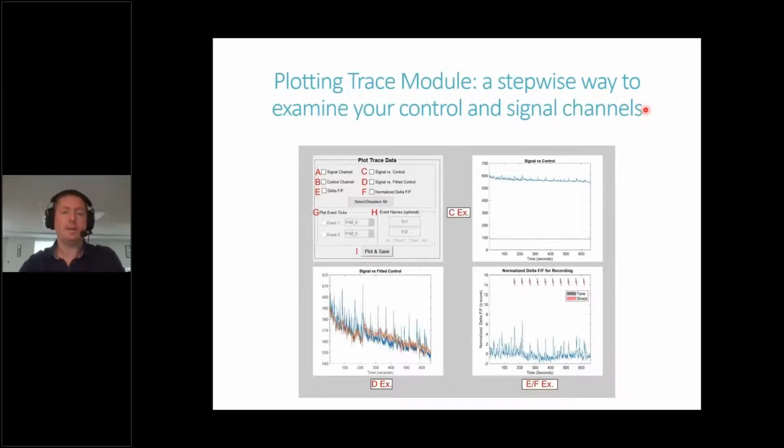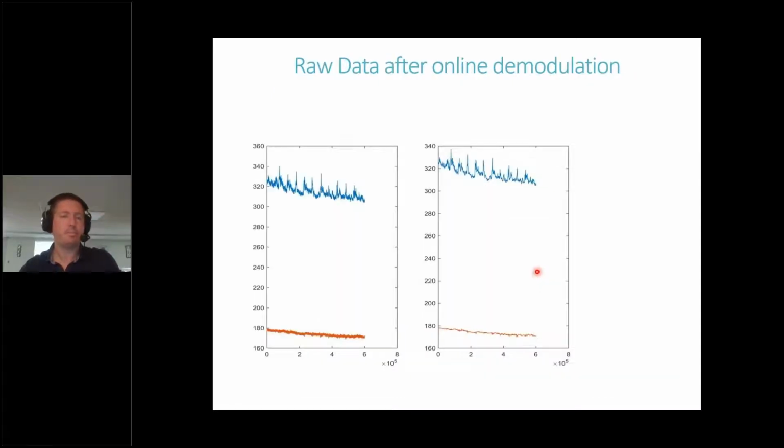Probably most importantly, we've created this plotting trace module, which is meant to be a stepwise way to go through the control and signal channels that are common to most setups. So you can plot each of these independently, either the signal or control, and then you can also plot them in comparison to each other. And there's a number of steps we go through in this analysis pipeline to get from these separated channels to a fit channel or the delta F over F, where we can start looking at behavioral events.